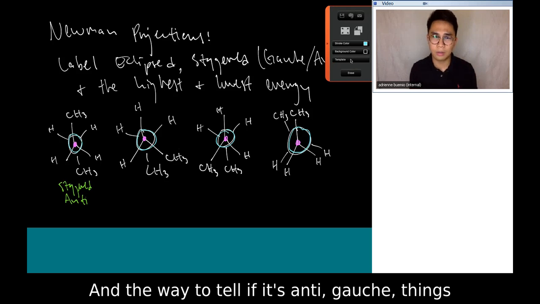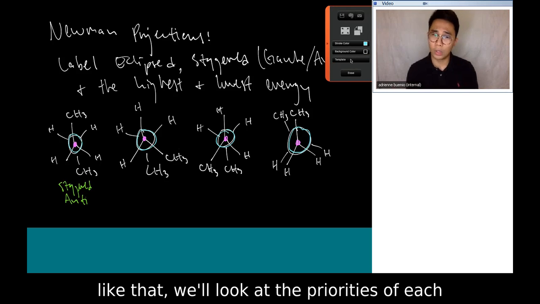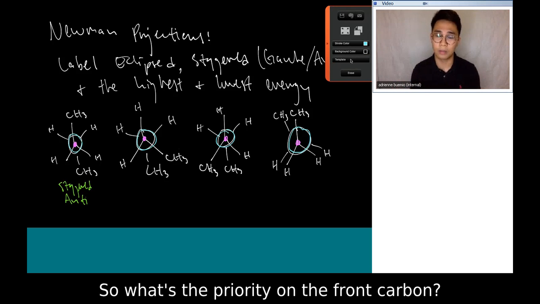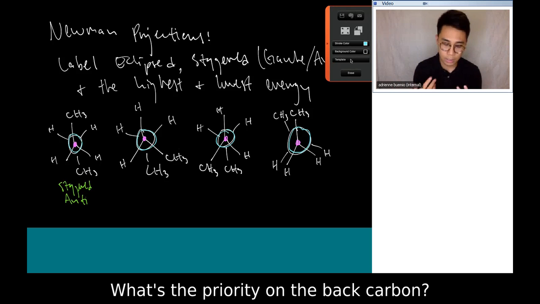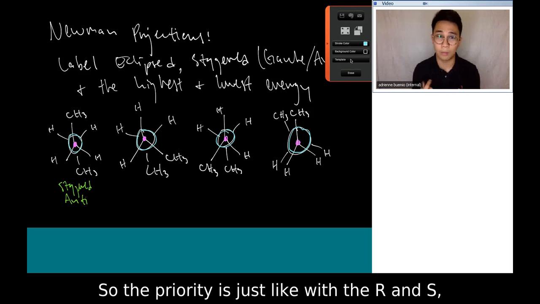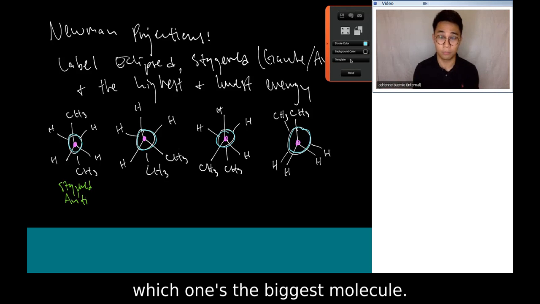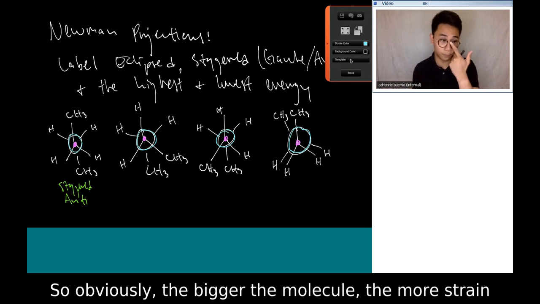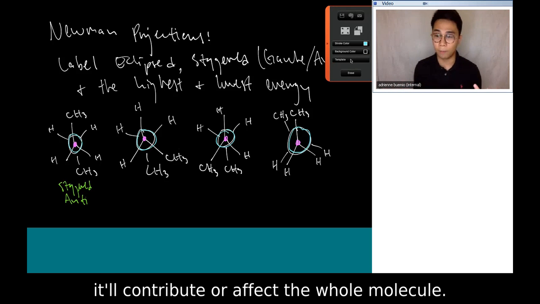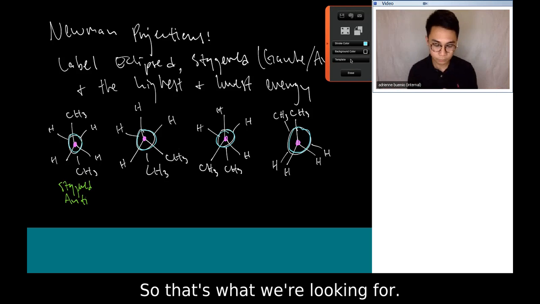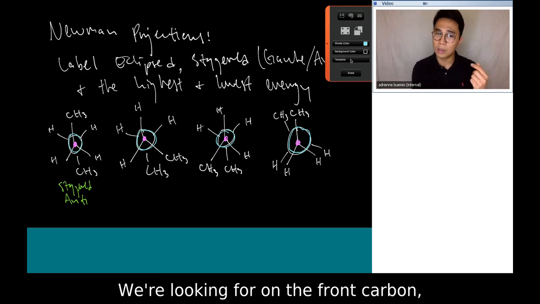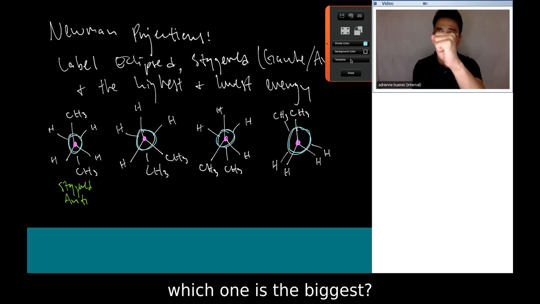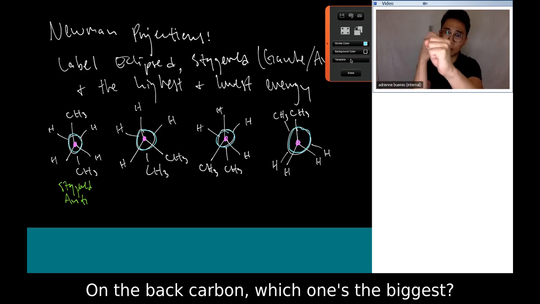And the way to tell if it's anti, gauche, things like that, we look at the priorities of each of those carbons. So what's the priority in the front carbon? What's the priority in the back carbon? The priority is just like with the R and S: which one's the biggest molecule? Because we talked about the strains, right? So obviously the bigger the molecule, the more strain it will contribute or affect the whole molecule. So that's what we're looking for. On the front carbon, which one is the biggest? On the back carbon, which one's the biggest, right?